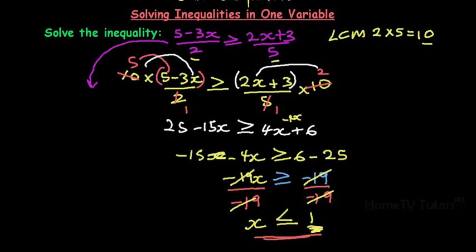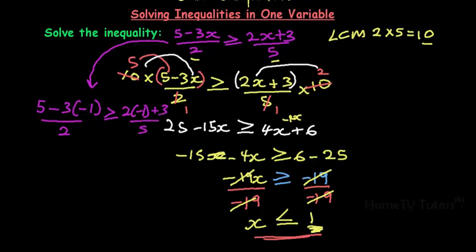So now that we found out the answer is x is less than 1, let us check by substituting a value that is less than 1. Okay, so in the inequality, so (5 minus 3x) over 2, we choose a number less than 1. Minus 1 is less than 1. Okay, divided by 2, then greater than or equal to 2, the value x is now, we choose minus 1, plus 3 over 5.